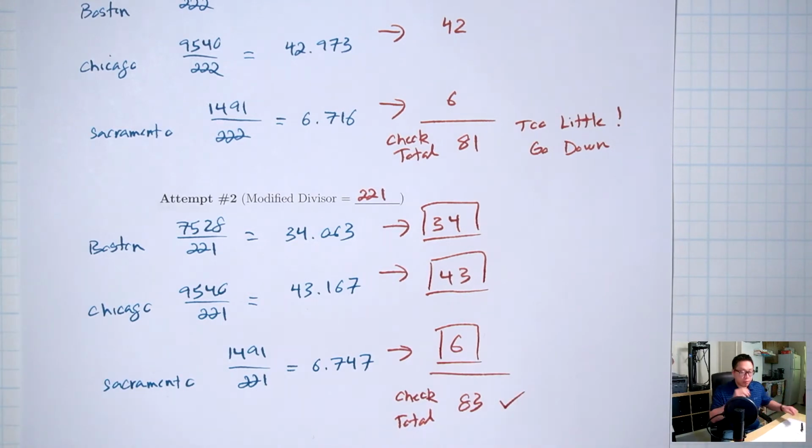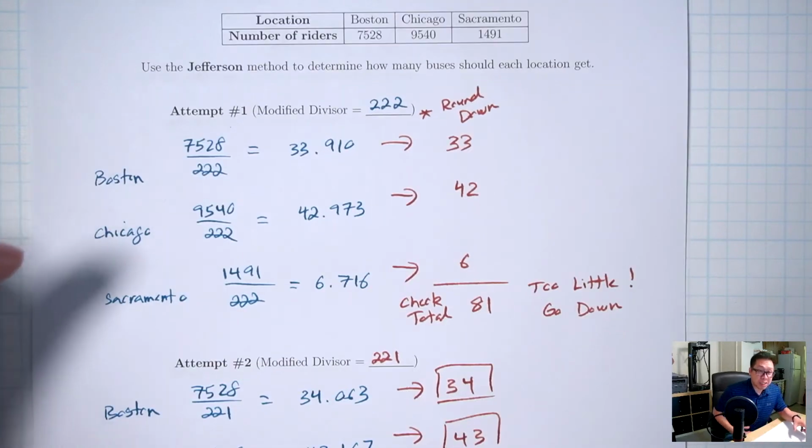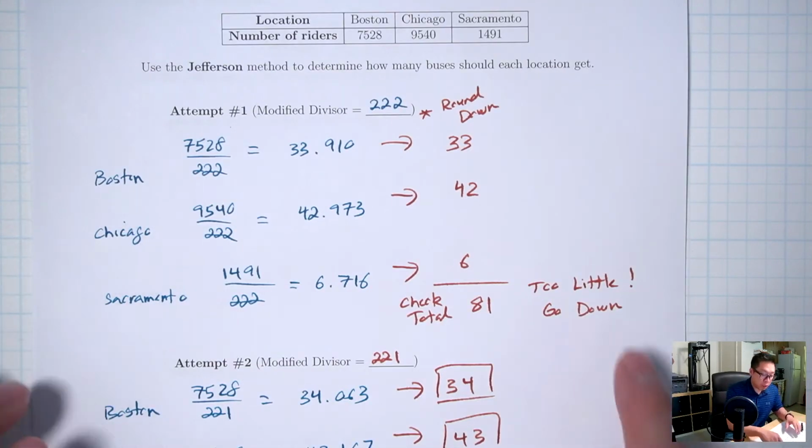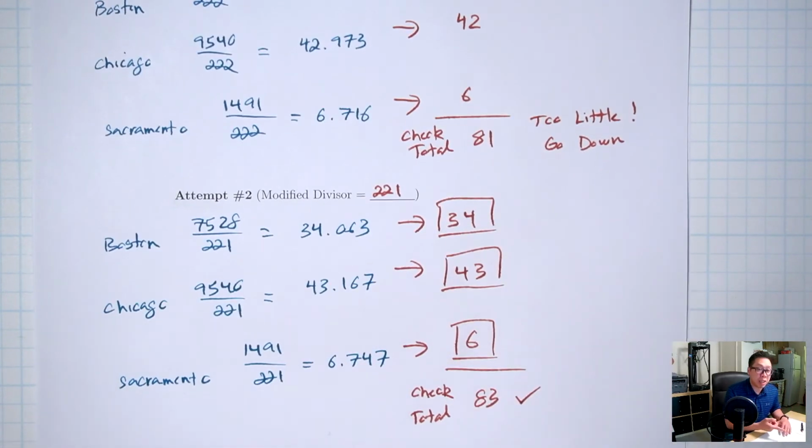So for the problems I give you, I'm going to give you the starting guess. That guess is not going to work. And then depending on whether it's too little or too much, you should either go up or down. And if you pick the right direction, your next guess should work.